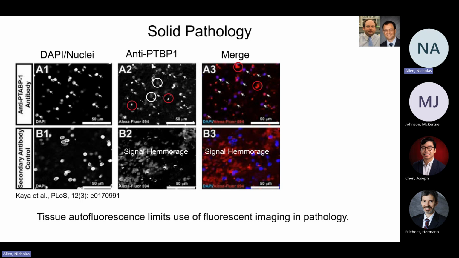Solid tumors do not use fluorescence. And the reason is because tissues autofluoresce when they're fixed with formaldehyde, which most of them are. And this is a good example of that. All of the red in the background here is false signal. And if you look in the white circles up there, that's the real signal, and the red circles are red blood cells that are bleeding through. So I can't really tell the difference between my false signal and my real signal. And if I'm diagnosing a patient, I really need to be able to tell the difference.